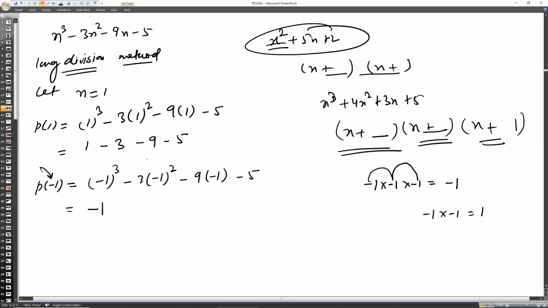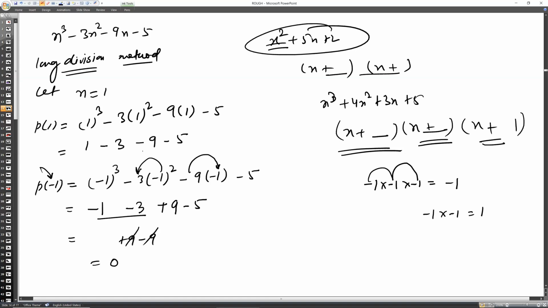And +1 into -3, you will get minus 3. Again, this minus sign multiplied with this -1 gives plus 9, and then minus 5. So you get -1, -3, which is -4, and -5, total -9. So plus 9 and minus 9 cancel each other, and you get 0.